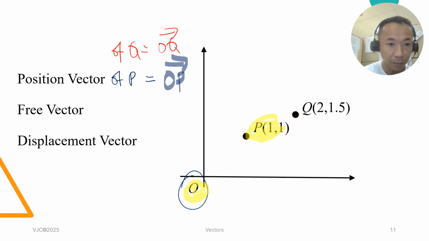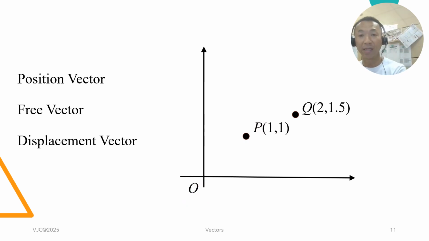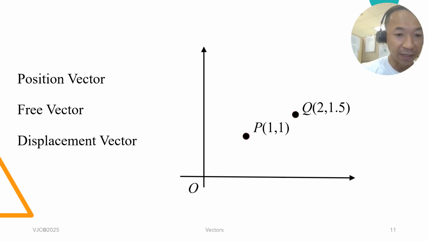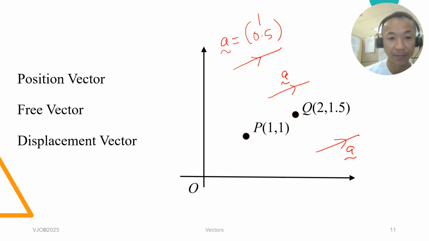Very simple. Now, a free vector, on the other hand, is basically just a vector in space that describes a displacement in space. If I say a vector is, say, like that, 1, 0.5. If I say this vector A is 1, 0.5, whether this vector A is here or here, it will always just be A. Right? It's what we call a free vector.